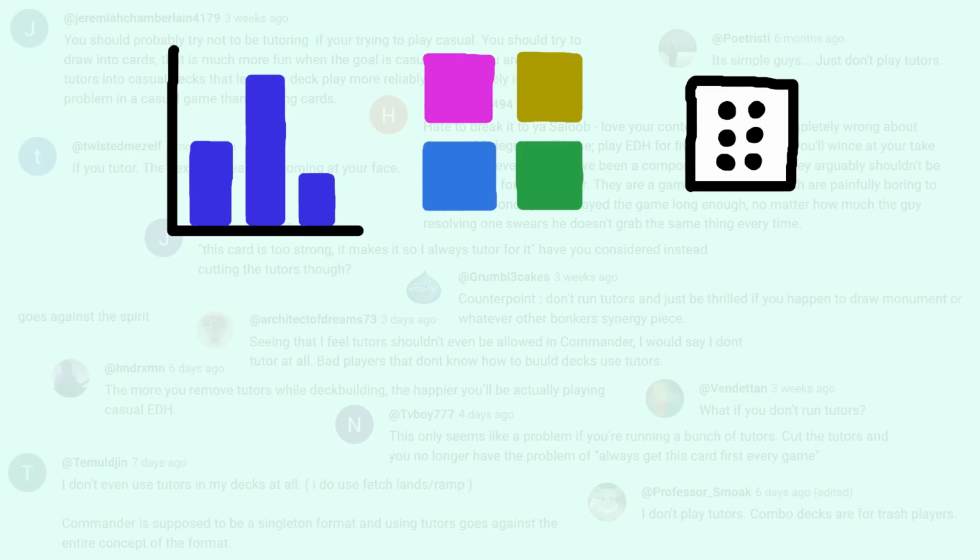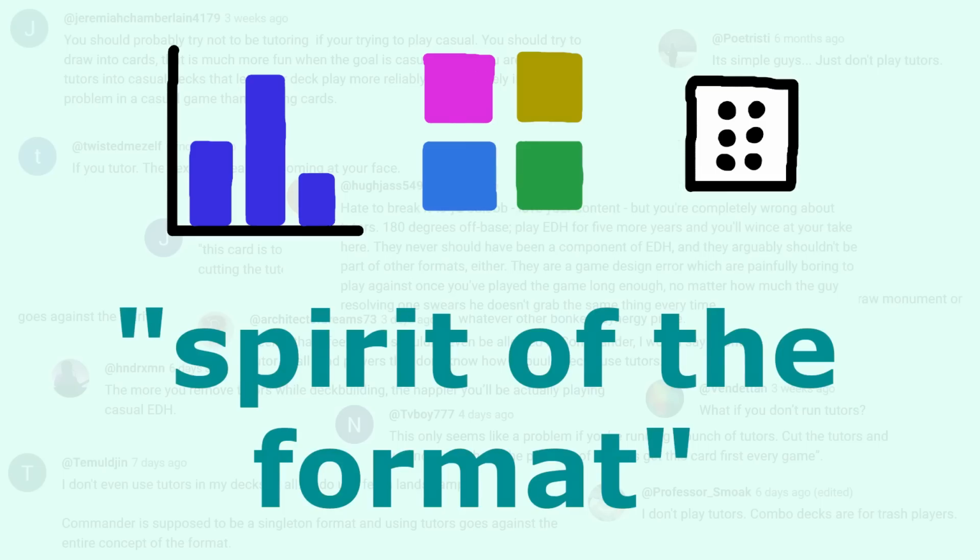Different players will have different ideas of how much of these things should be present in a game of Commander, and these opinions are often phrased as proclamations about what falls within the spirit of the format. So, what does this phrase mean? Well, the best way to dig into this is to look at the way EDH differs from other Magic formats.